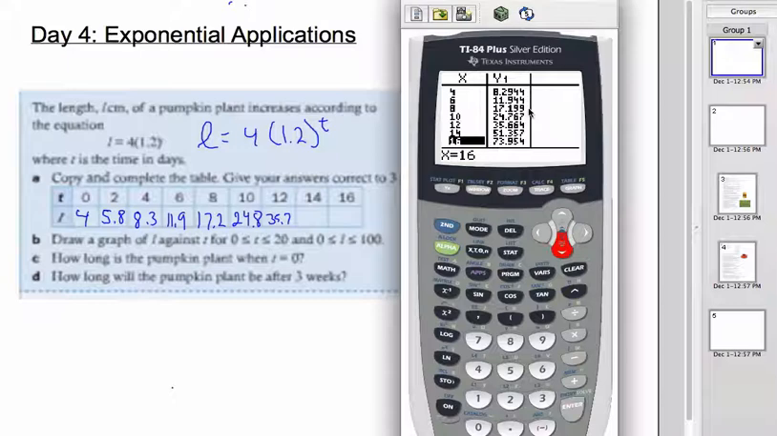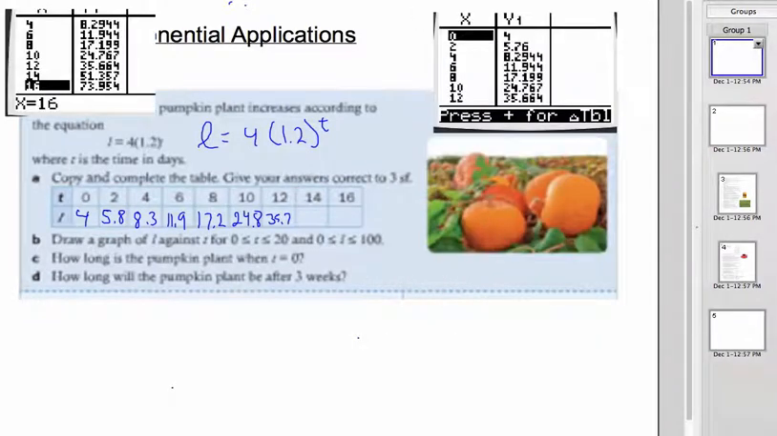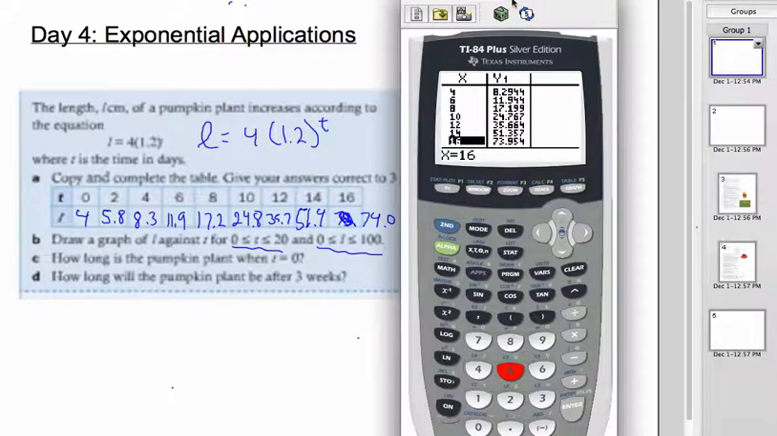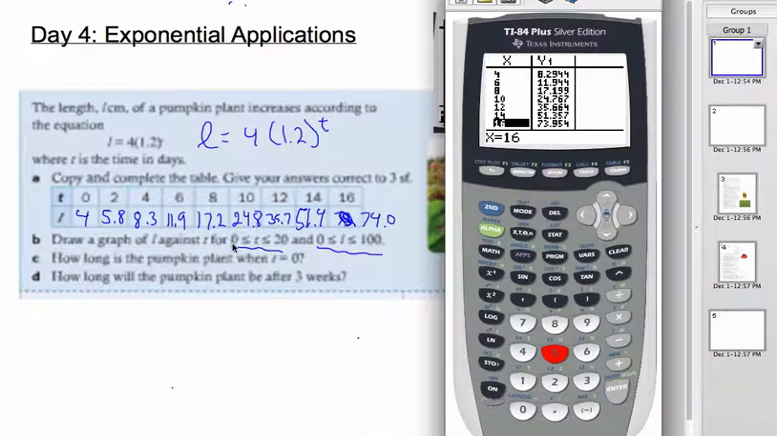Alright, so let me get those. Okay, so I get 14 days, 51.4, 16 days, 73 point, well actually I round that up to 74.0. Okay, so draw the graph of t against L for this interval of t and this interval of L. So actually I'm going to do that on the graphing calculator as well. I've already got the function in there, but this indicates the domain and range, so I'm going to change the window.